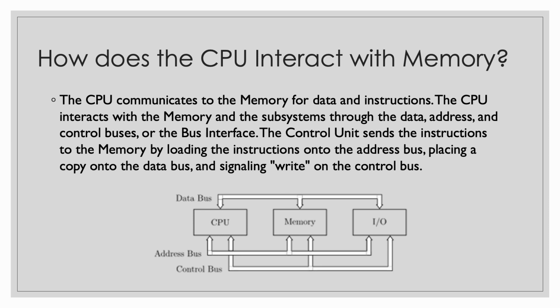Now, the CPU interacts with memory in the sense that the CPU essentially communicates to the memory for data and instructions. So the CPU interacts with memory and subsystems through data, addresses, and control buses, or essentially, again, the bus interface. The control unit sends the instructions to the memory by loading the instructions onto the address bus and places a copy onto the data bus and signaling write on the control bus itself.